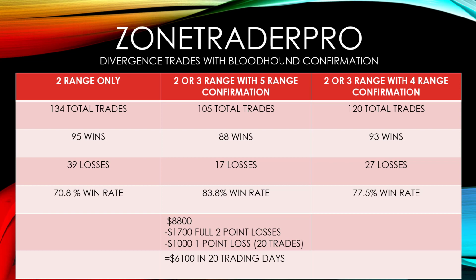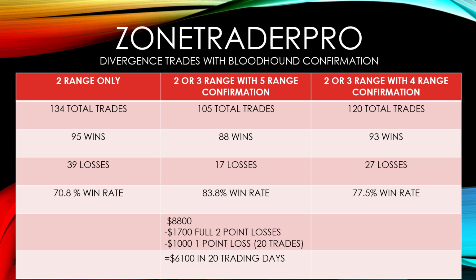So we're also going to say that we took 17 full 2-point losses, reducing our profit by 1,700. And we're going to say that we had 20 trades that we would have entered, but then had to stop ourselves out at 1 point when we didn't receive confirmation. Now, this encompassed a total of 20 trading days, which in real time is a little over a month. It was 35 real days. So in 20 trading days, basically in this hypothetical, we're going to look for a return of about $6,100.